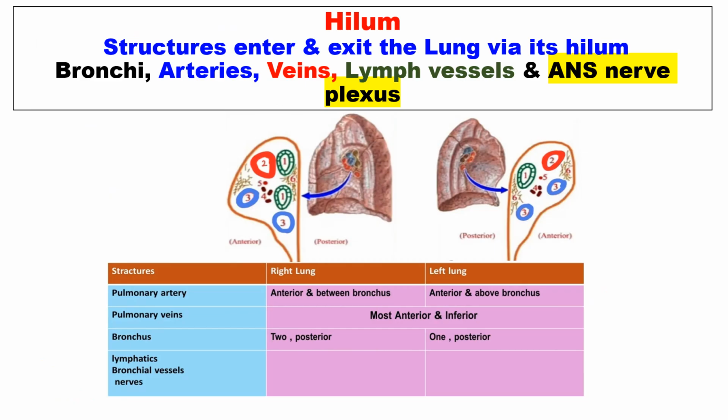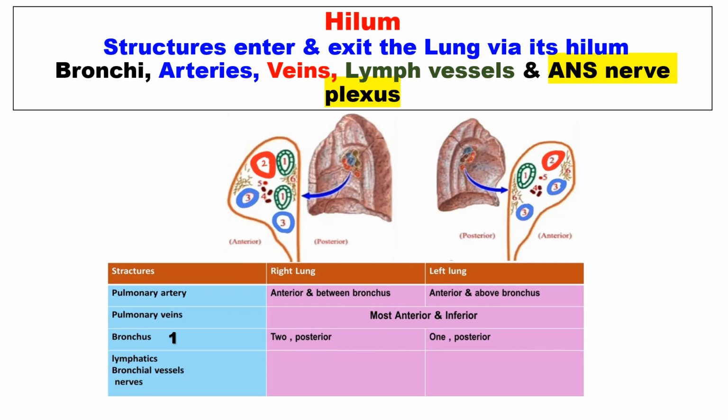The important structures which enter and exit the lung are via the hilum. First of all, it is the bronchi. This is a principal bronchus which enters the hilum, which is derived from the trachea at the bifurcation of the trachea, which occurs at the fourth thoracic vertebra.